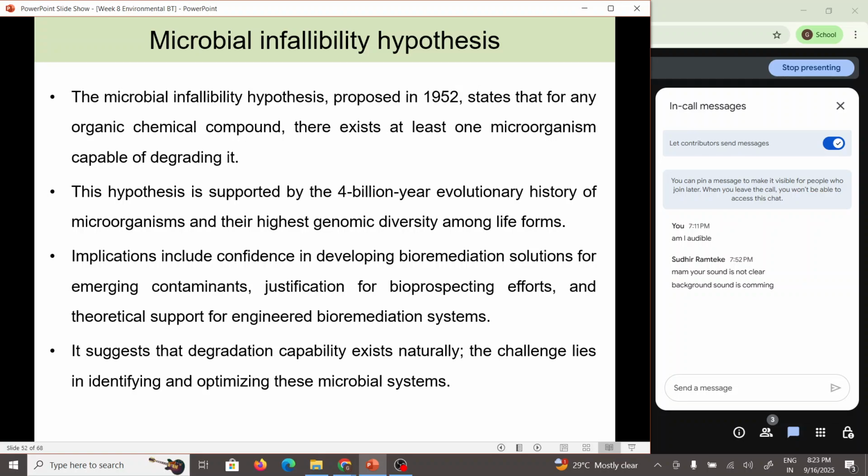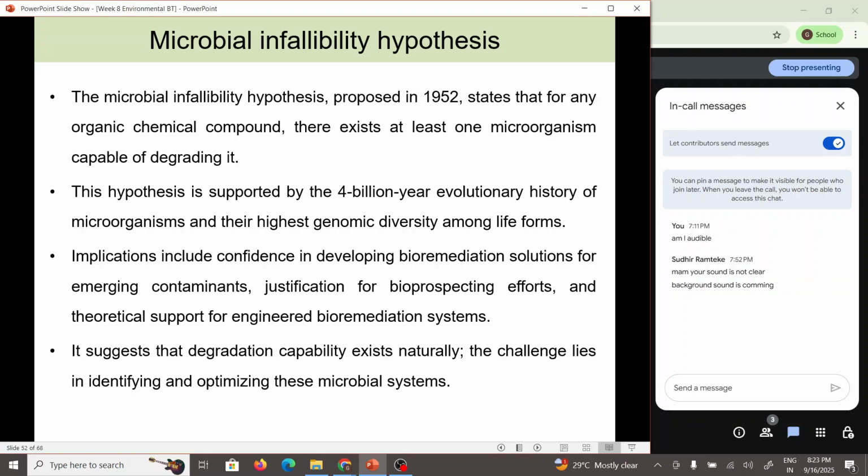So engineered bioremediation systems, in the sense when we are going to use directly naturally available microorganisms, that is one case. Or if we are going to truncate the genetic makeup of the microorganism such that it delivers an enhanced performance, that is an engineered bioremediation system.